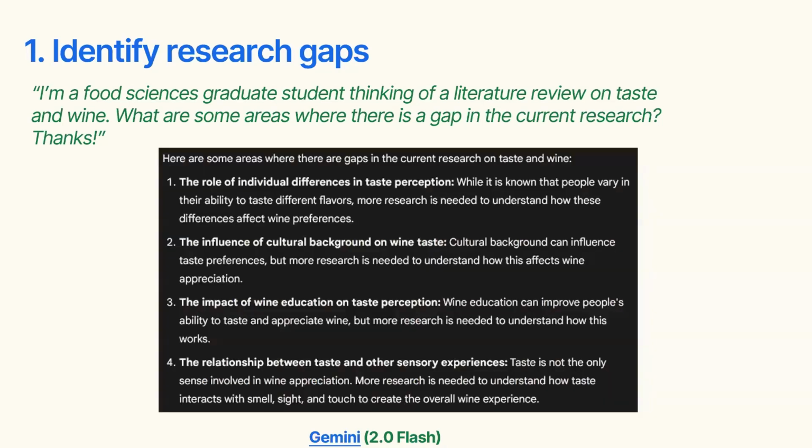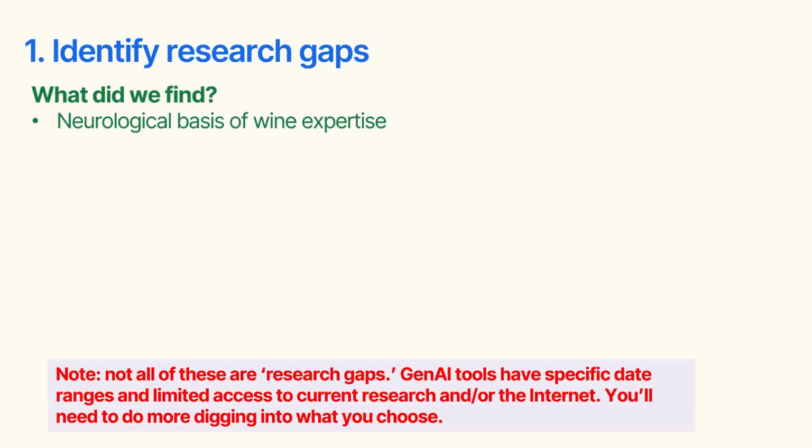Okay, and here's the last example here, Gemini. Current gaps: individual differences in taste and perception, influence of cultural background on the taste of wine, wine education on taste perception. So there's a huge variety of things I'm coming up with. You can see how general it is. You'd really want to narrow down one of these to go further. These are really just brainstorming. It's the very early stage. Okay, so what did we find?